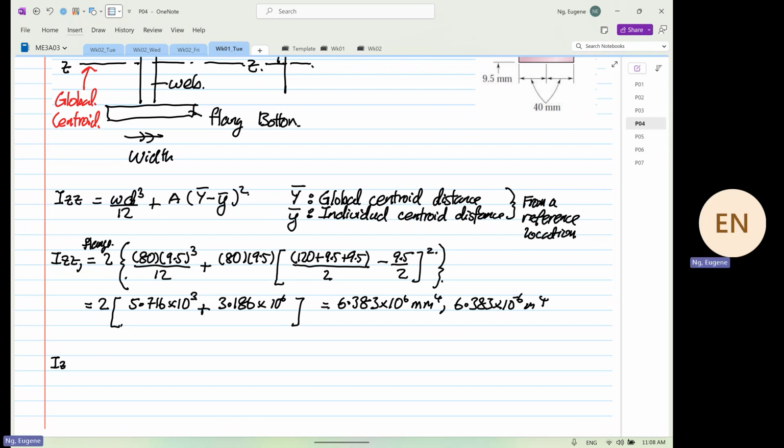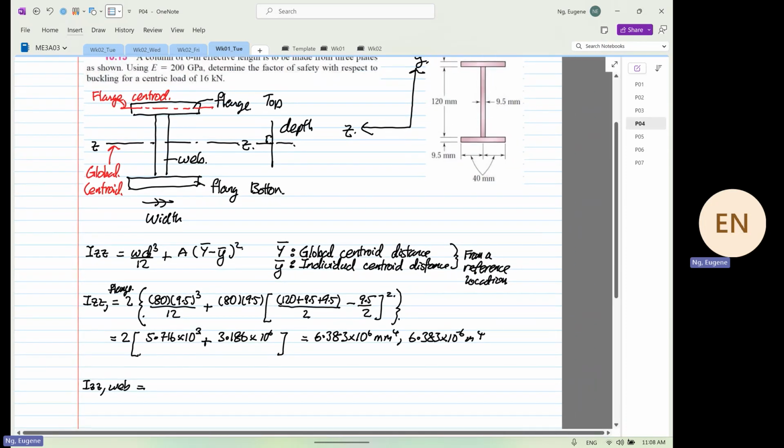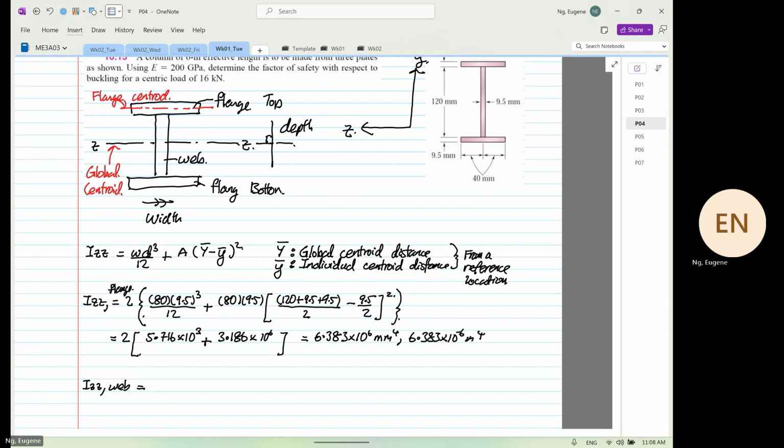So next we determine our IZZ for our web. Now our IZZ for our web, we only need to do BD cube over 12 because the global centroid and the individual centroid are the same. So for this case, the width is 120, the depth is 9.5 cube divided by 12. So 120 times 9.5 power 3 divided by 12 is equal to 8.574 times 10 to the power 3 millimeter 4, or 8.574 times 10 to the power minus 9 meter 4.